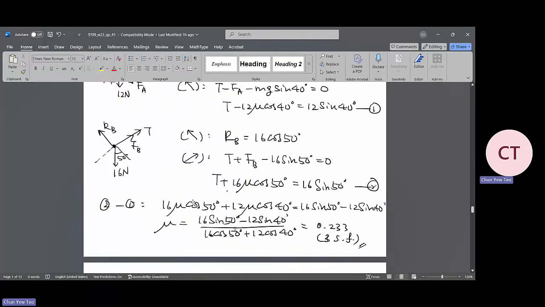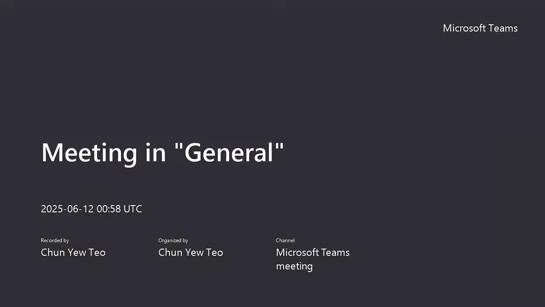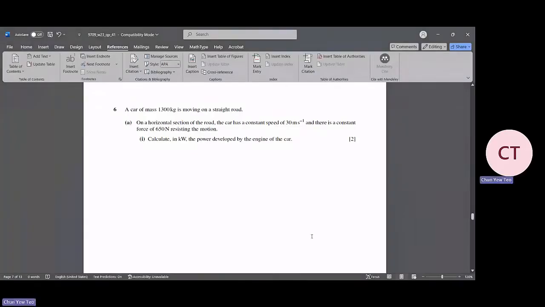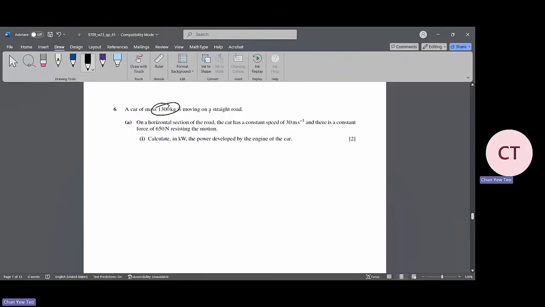Okay, yeah, correct. We only need to find the mu. And moving on, we have question number 6. A car of mass 1,300 kg is moving on a straight road. On the horizontal sections of the road, the car has a constant speed of 3 meters per second, and there is a constant force of 650 Newton resisting the motion. Find in kilowatt the power developed by the engine of the car.